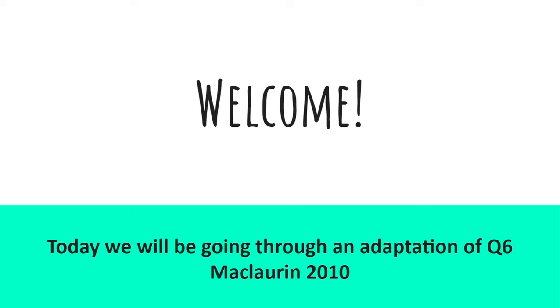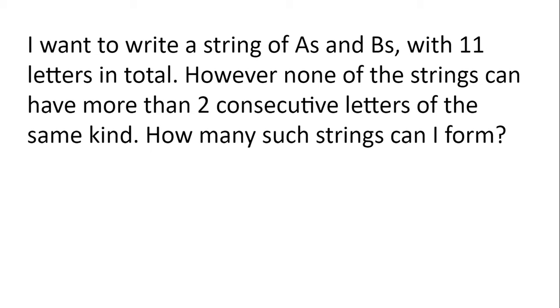Welcome. Today we will be going through an adaptation of question 6 of the Maclaurin Olympiad 2010. I want to write a string of A's and B's with 11 letters in total. However, none of the strings can have more than 2 consecutive letters of the same kind. How many such strings can I form?